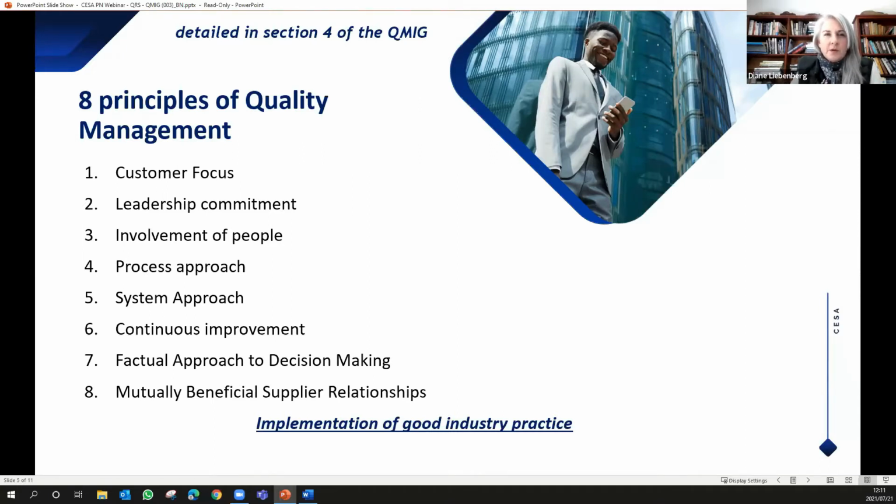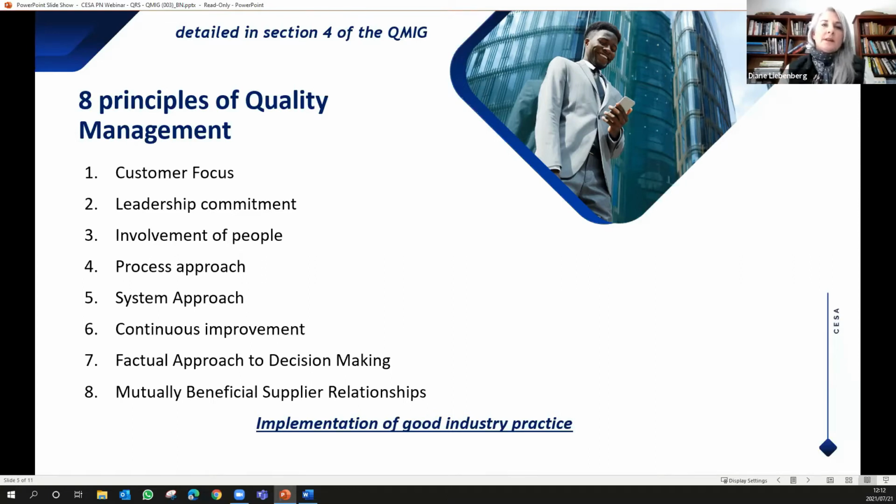The sixth principle is continuous improvement. Because things are continually changing, we need to ensure that our quality system is changing as well. We need to identify what's gone wrong and how we can improve it. So the classic approach to deal with this is to apply the Deming cycle of plan, do, check, act. And by applying this to all of your processes, you can ensure continuous improvement within your organization.